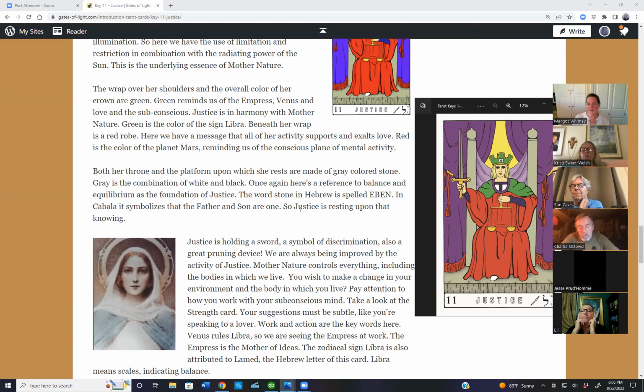Red is the color of the planet Mars, reminding us of the conscious plane of mental activity. But she's crowned with green with love, and she's embraced, her cloak is love.